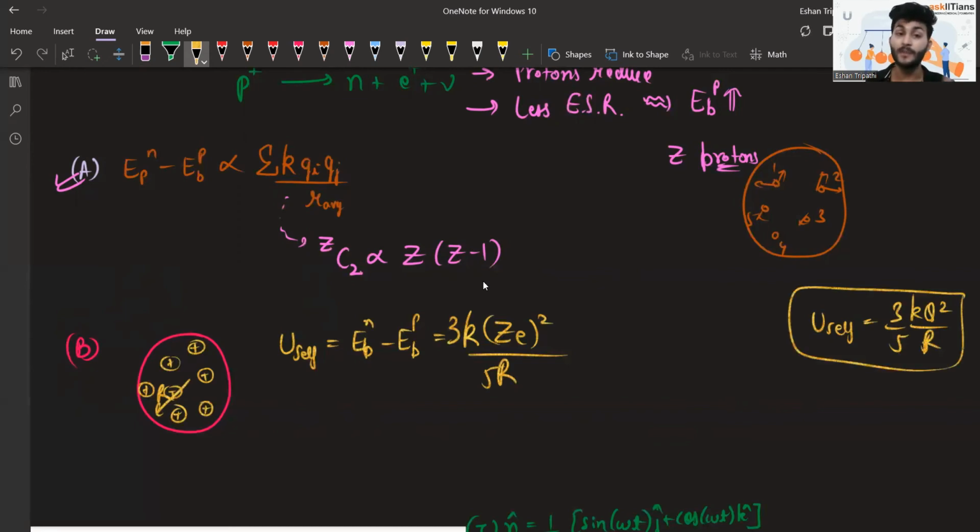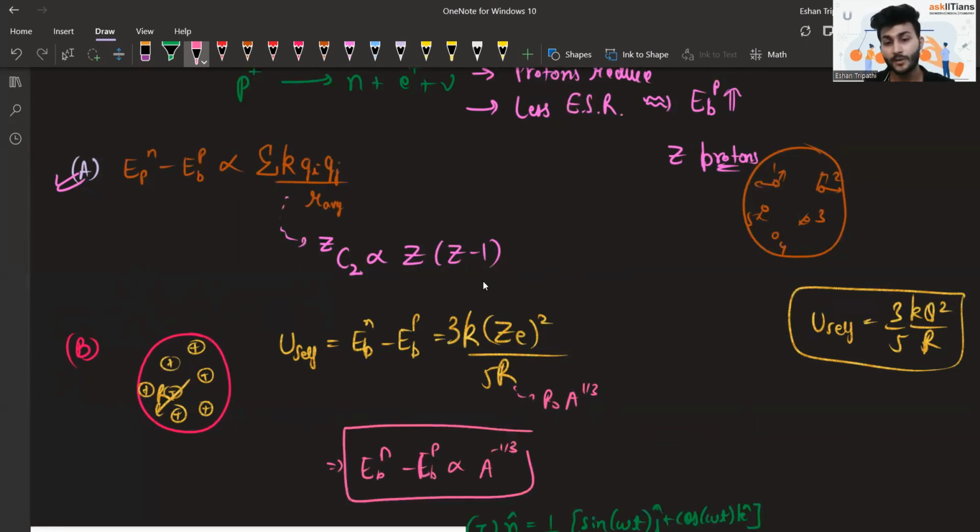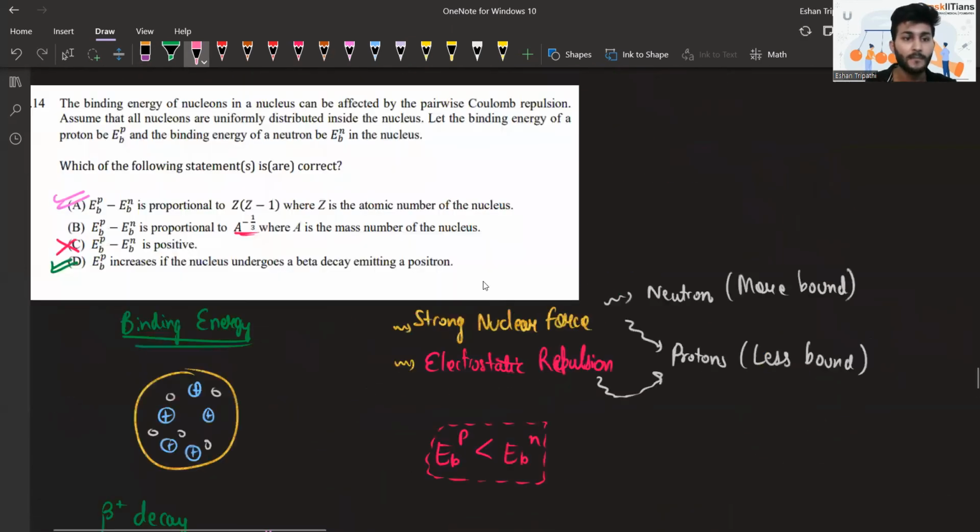Now you see it's proportional to radius. But what is the radius of the nucleus? If you remember, it's R naught A to the power 1 by 3. So from this we get that the energy difference En minus EBP is proportional to A to the power minus 1 by 3. So this B part also comes out to be correct. So the answer for this question should be A, B, and D.